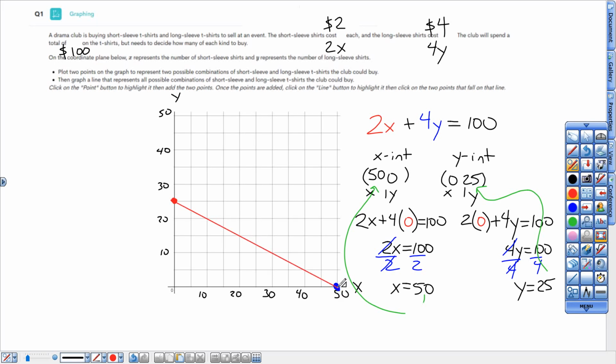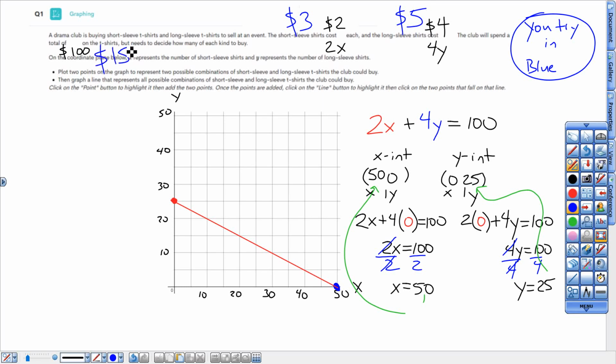All right, I'm going to have you do this one. All right, here we go. The made up problem is going to be $3. This is going to be $5. And the total, I believe, is going to be $150.